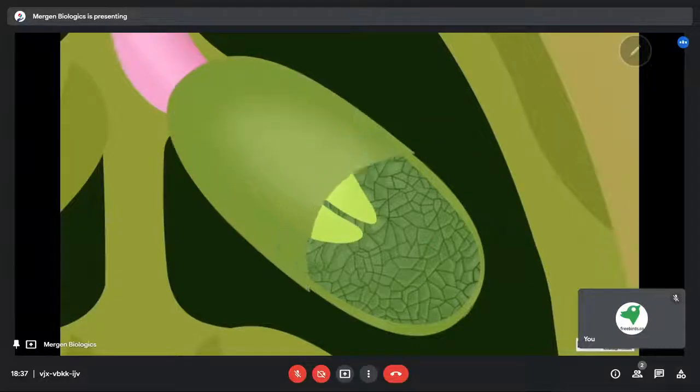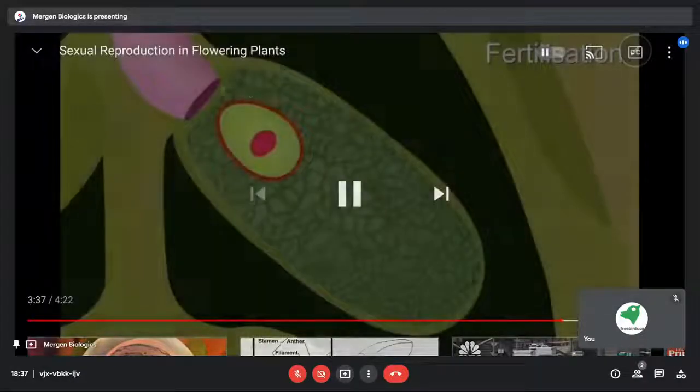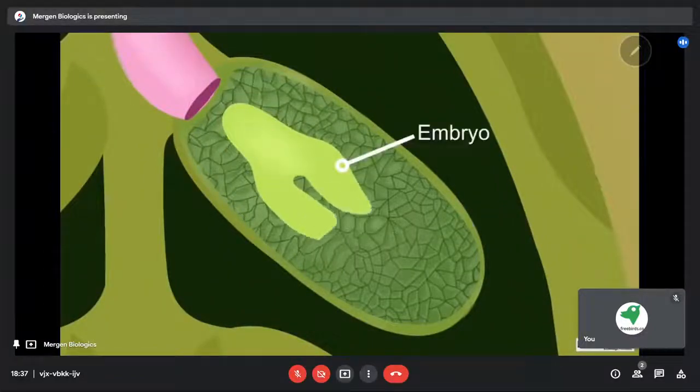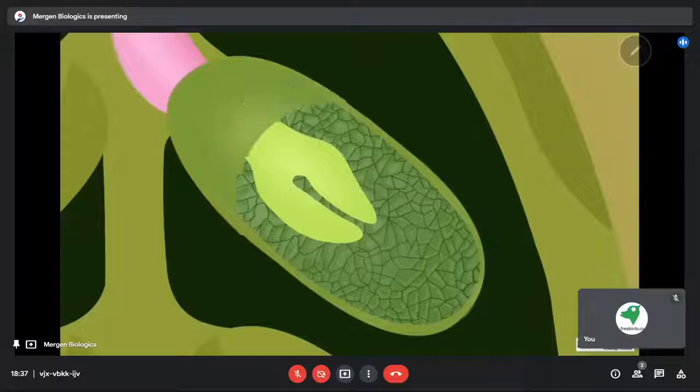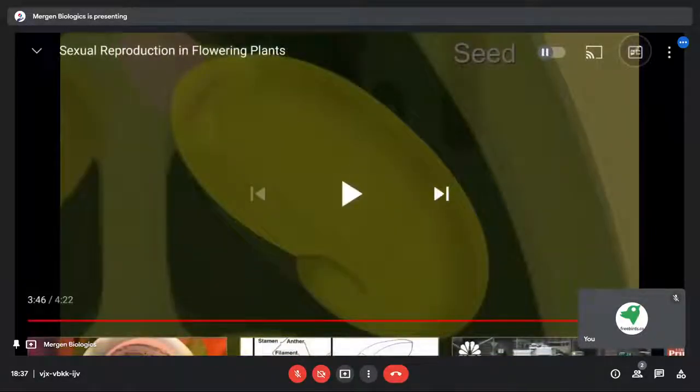They will divide many times. As you can see, fertilization will take place, and then the zygote will divide many times to form the embryo. At that time, the ovule will develop a very protective layer, and that is known as the seed. So the ovule becomes the seed that we find in every plant or flower.